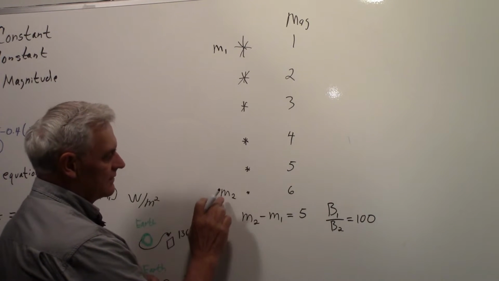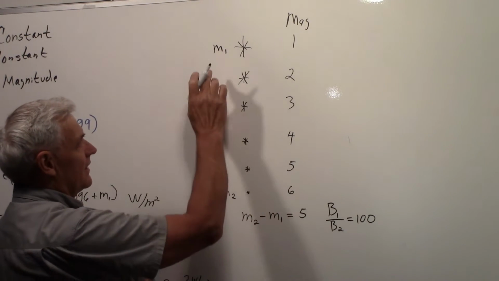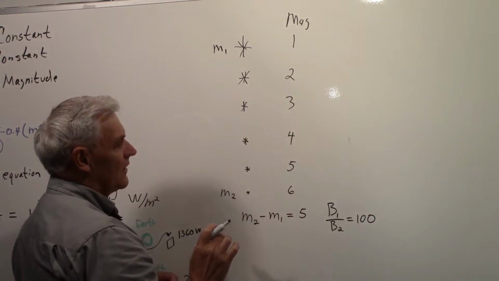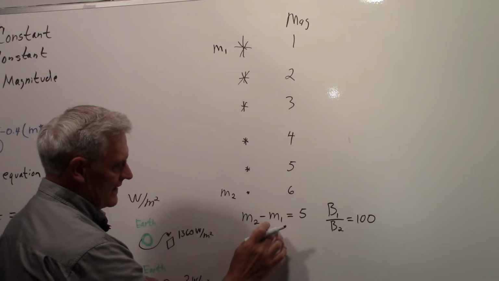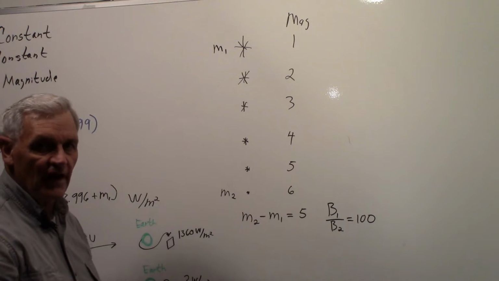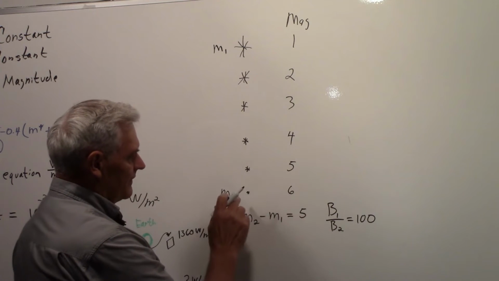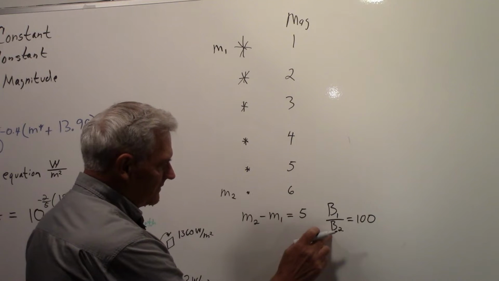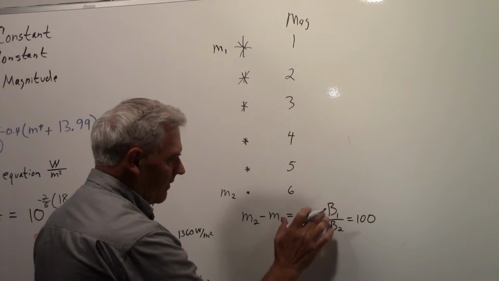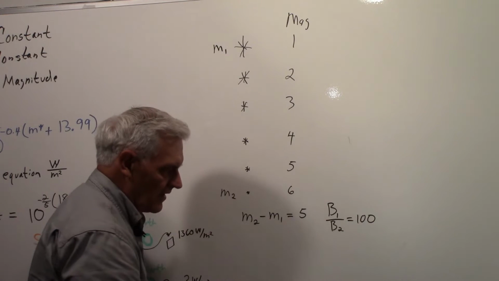So we have m sub 2 for the magnitude of this star, which is magnitude 6. Here we have m sub 1 to represent the magnitude of the star with magnitude 1. So m2 minus m1 will equal 5. Now, a difference of magnitude of 5 means the brightness ratio is 100. So the brightness of this star is B2. The brightness of this star is B1. This is the brighter star. This is the fainter star. And the ratio is 100.